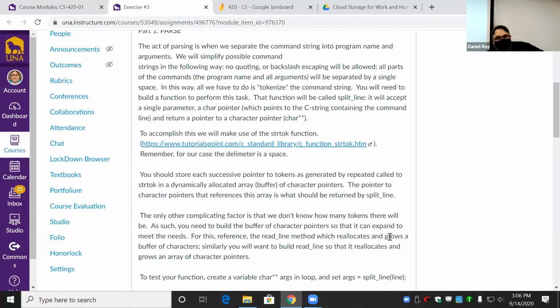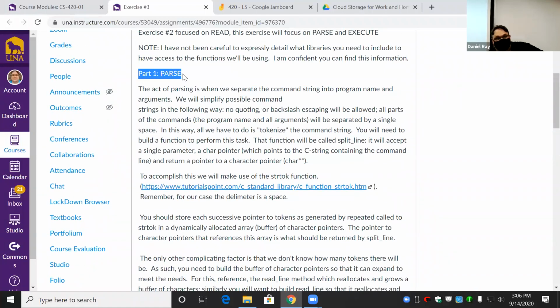But effectively, what the parse section does is it returns an array of pointers to character pointers. In other words, a string is an array of characters, and it can be referenced by a character pointer. What this function is going to do is break that into individual character arrays, each of which is pointed to by a character pointer, and store that in a dynamically allocated array of character pointers, which is pointed to by a character pointer pointer.